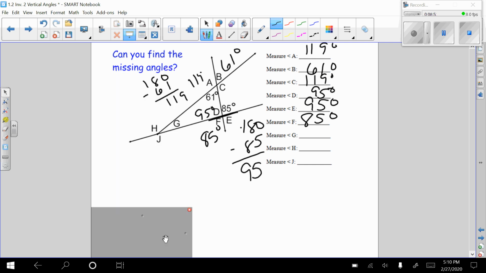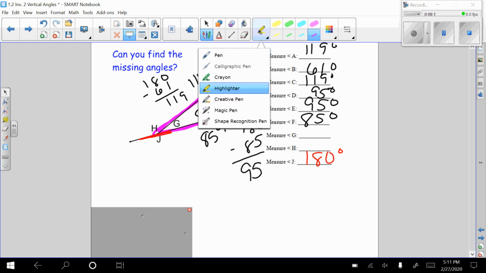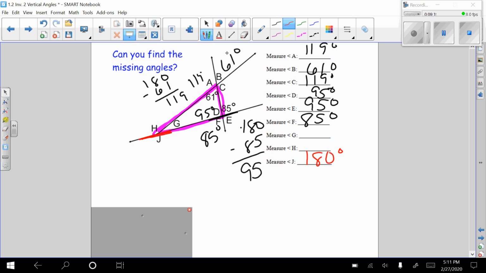Now let's look at the rest of it. Well, the easiest one to see here is J. J is a straight line. We already know that straight lines are 180 degrees. Now I have to find G and H. Well, together they have to equal 180, but how do I find them? I'm going to take out my highlighter here, and I'm going to highlight this area. What am I making? I am highlighting a triangle. The three angles in a triangle equal 180 degrees.